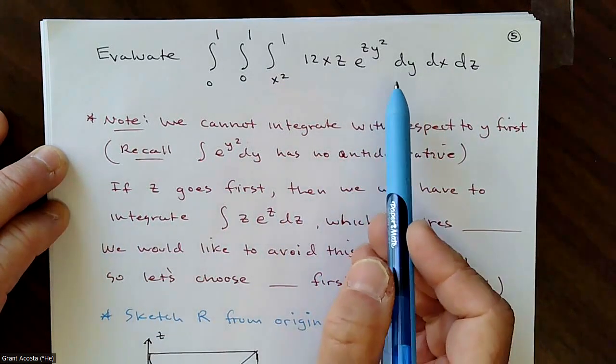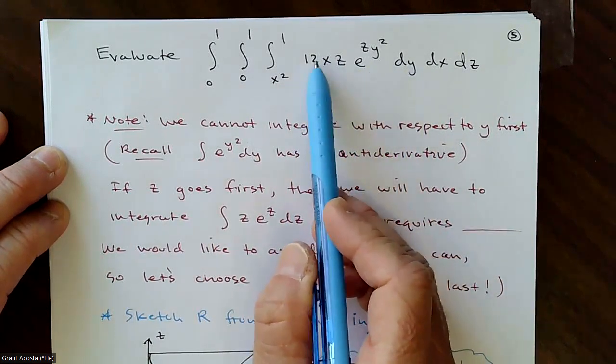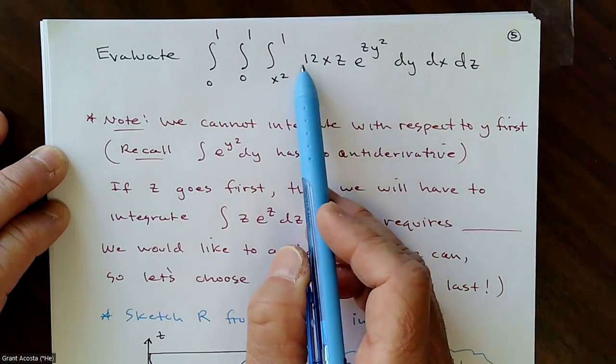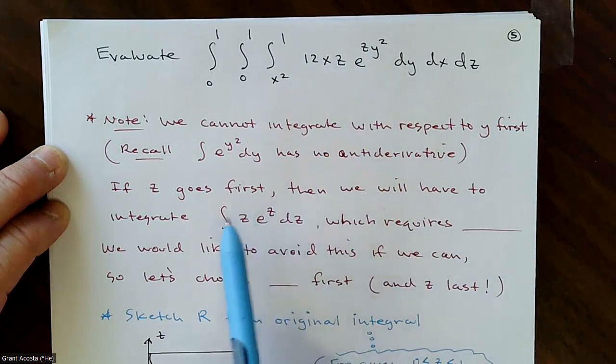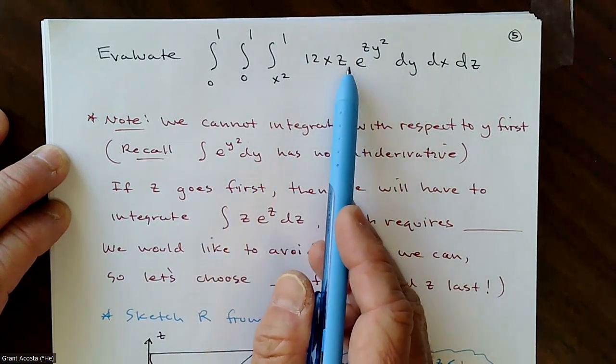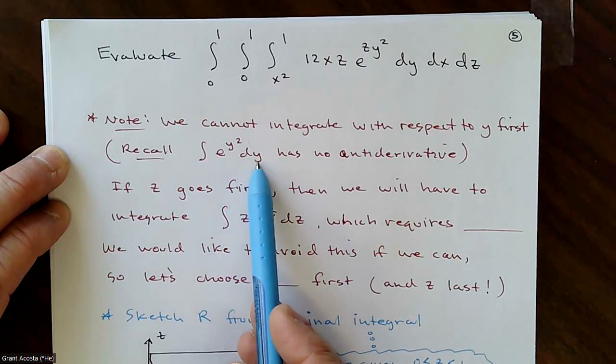And just like with double integrals, if I'm going to integrate with respect to y, then I'm going to be treating x and z as constants. So the 12xz and even this z, just pretend they're numbers. So what it boils down to is I'm going to be integrating some kind of a constant times e to the y squared times dy.